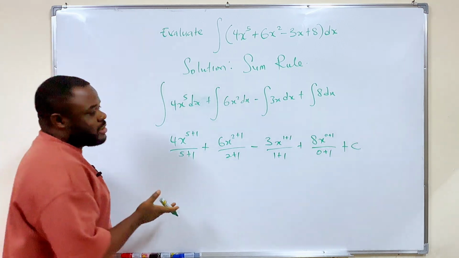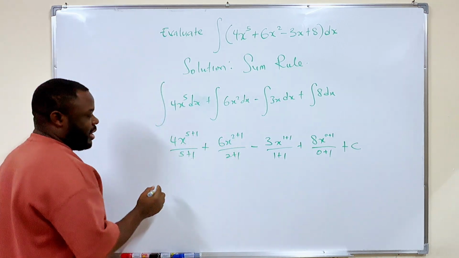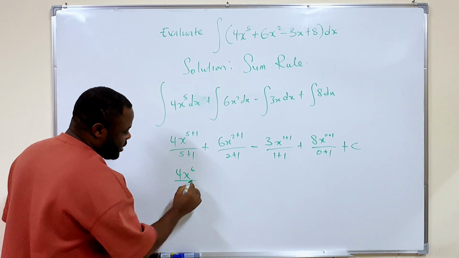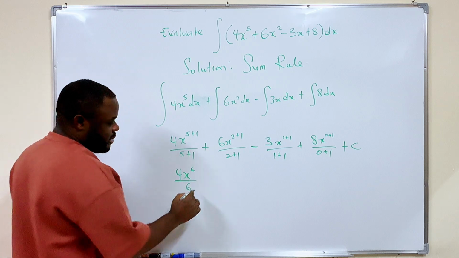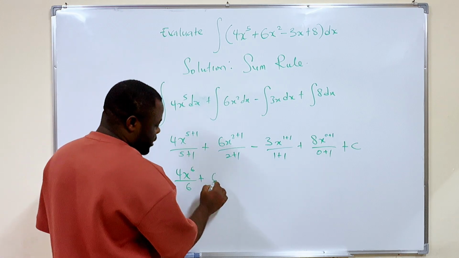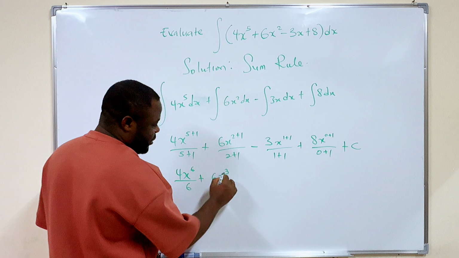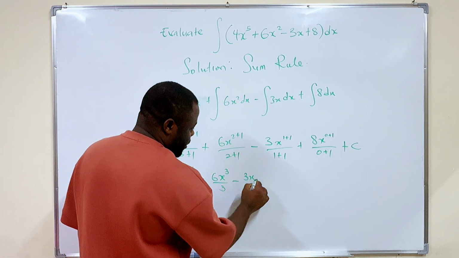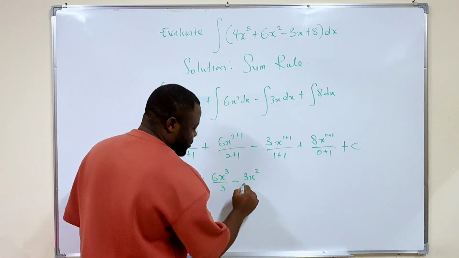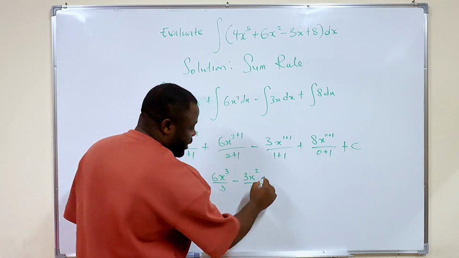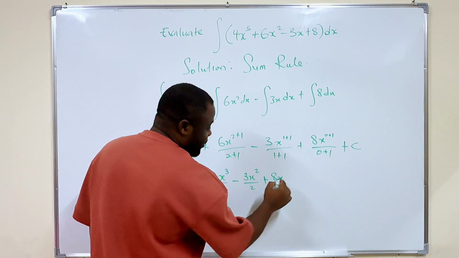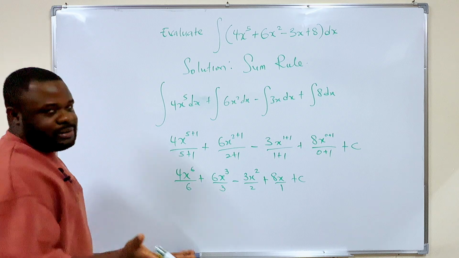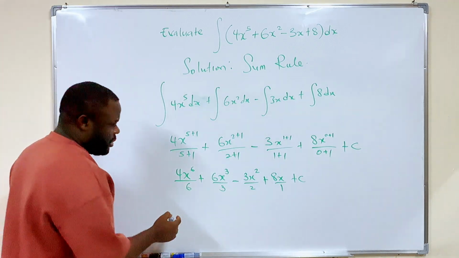So from this, you can easily simplify. So we have 4 multiplied by x to the power of 6 over 6, plus 6 multiplied by x to the power of 3 over 3, minus 3 multiplied by x to the power of 2 over 2, then plus 8 times x to the power of 1 over 1, then plus c. So you might not write 1, okay? But if you can, there's no issue.